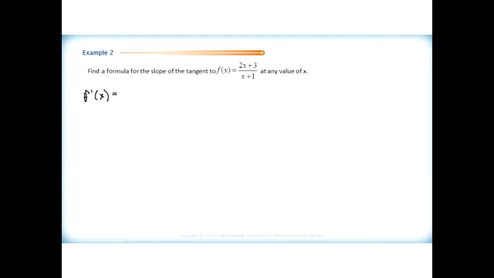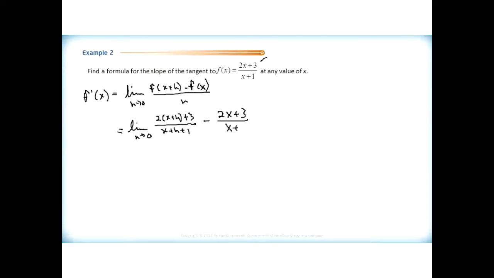So f prime of x here, it's the same formula every time. Limit as h approaches 0 of f of x plus h minus f of x, all over h. Okie dokie, so let's fill in some business here. We've got the limit as h approaches 0. So f of x plus h will be 2 times x plus h, plus 3, divided by x plus h plus 1. And all of that is just this stuff evaluated at x plus h. Then we subtract the original function, which is 2x plus 3 over x plus 1. And we've got that little tiny denominator of h down there.